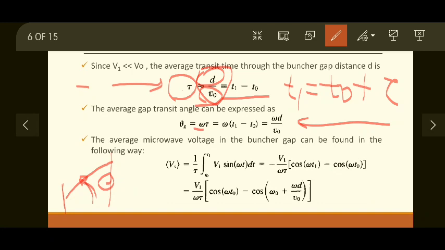Now let's continue. The average microwave voltage, which we have to find and from which we will show the velocity modulation, can be found in the following way. The average microwave voltage can be found by integration over the time period t0 to t1. So how will it happen? It is 1 upon tau times the integration from t0 to t1 of the microwave input voltage equation, that is V1 sine omega t, with respect to time.